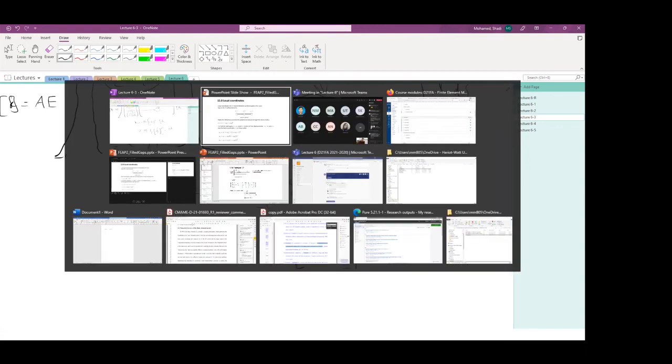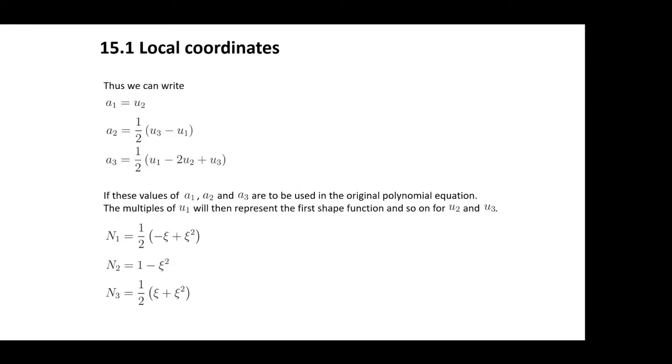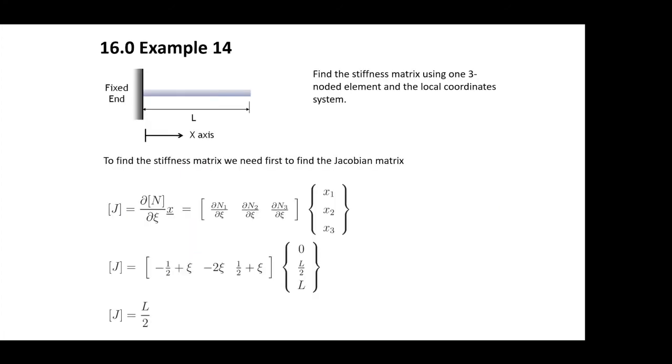And then you will get, probably just go back to the presentation. Yeah, so these are the shape functions, N1, N2, and N3. This is the Jacobian. And this is the B matrix. And this is the B matrix as well here.